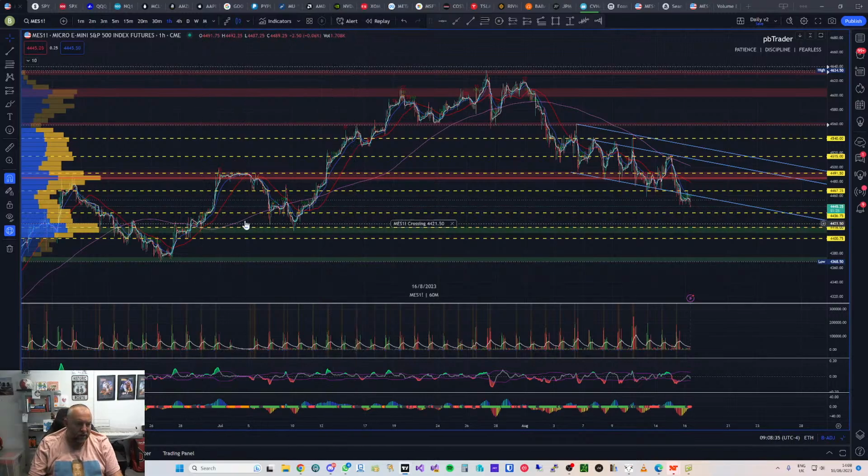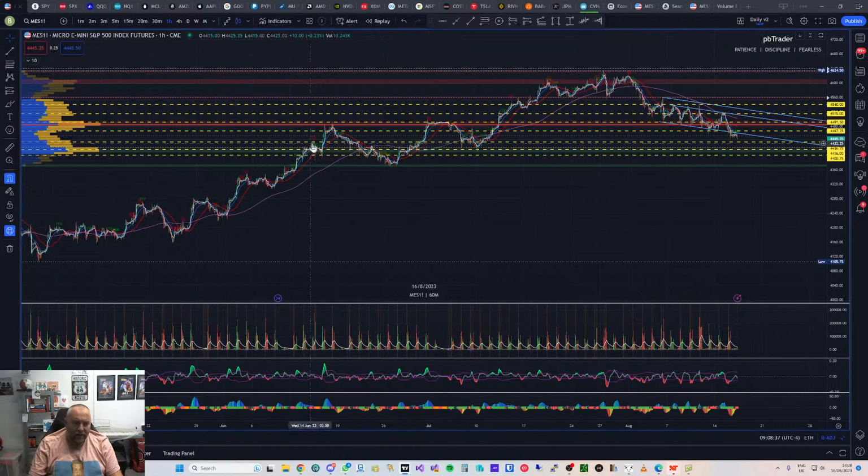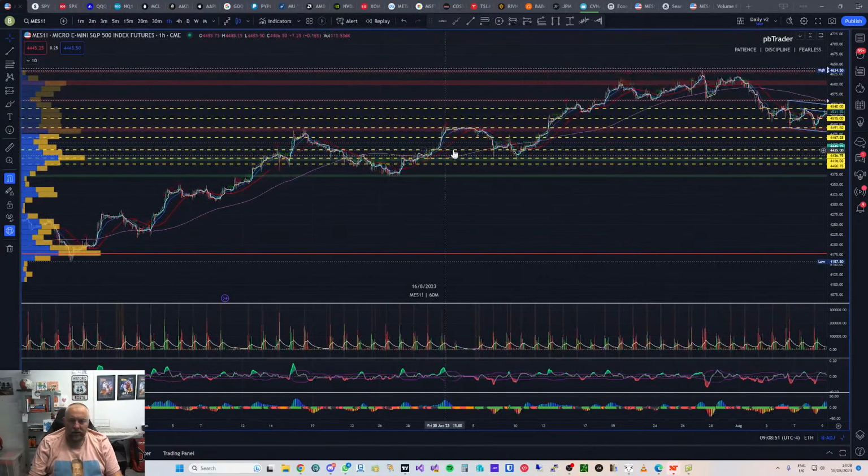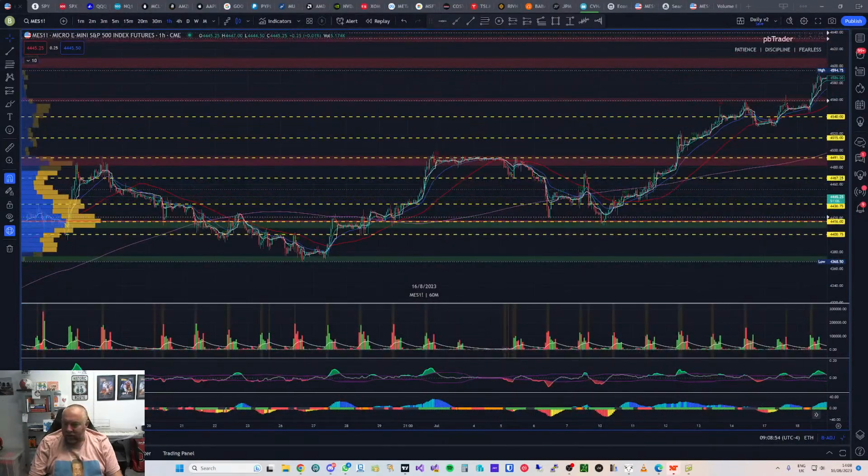44.36 area for a potential bounce, and that's based on this. So we've got the tops of this area here. We've got the tops and bottoms of candles there. This area where it hesitated for a bit. Let's zoom in again. Yeah, I think that's the best area.